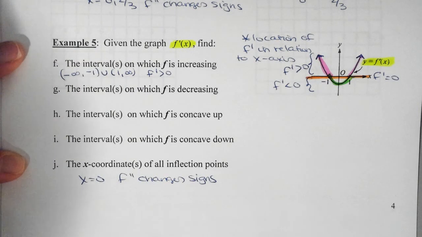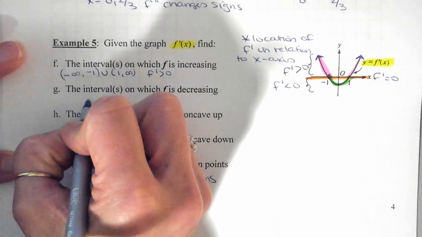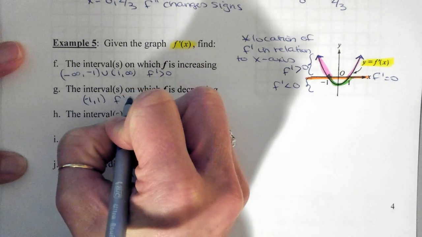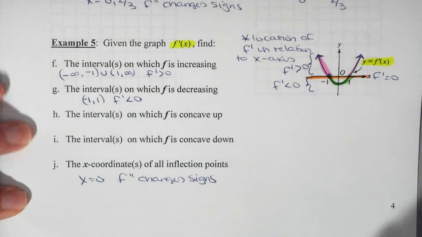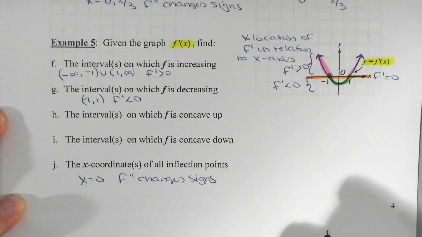Okay? All right, what about decreasing? What are we looking at? Yes, negative 1 to 1. It is where f prime is below the x-axis. So from negative 1 to 1, f prime is less than 0. And you basically told me concavity. Concave up from where to where?